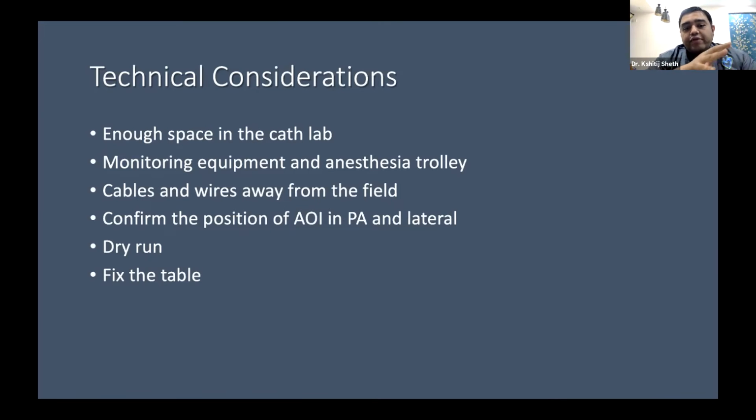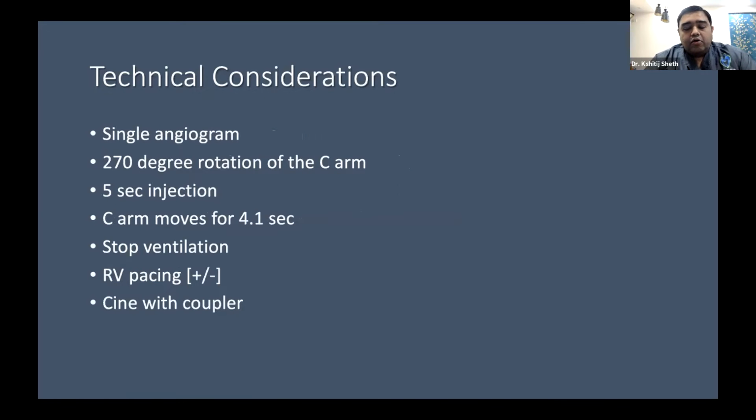Before starting the angiogram, you always check the position of the area of interest in AP and lateral view. Then you go for a dry run where just the C-arm moves and you take a fluoroscopic image, and after that you go for the angiogram. After the dry run, you always fix the table. Only a single angiogram is required, and the motion of the C-arm, as I said, would be around 270 to 280 degrees. It doesn't go 360 because cath lab C-arms are not meant for 360 degree rotation. The injection is a long injection for around 5 seconds, and the cine starts after a second of starting the injection of the contrast.